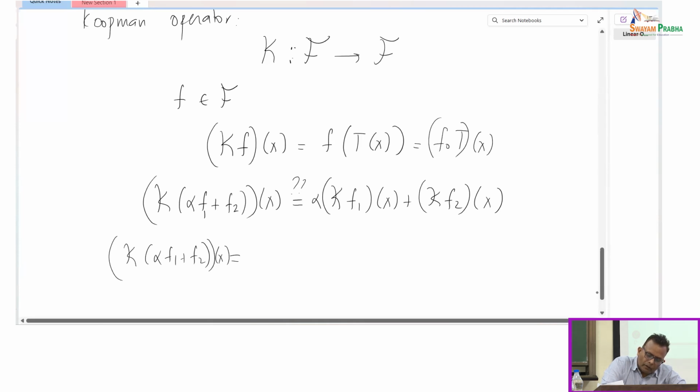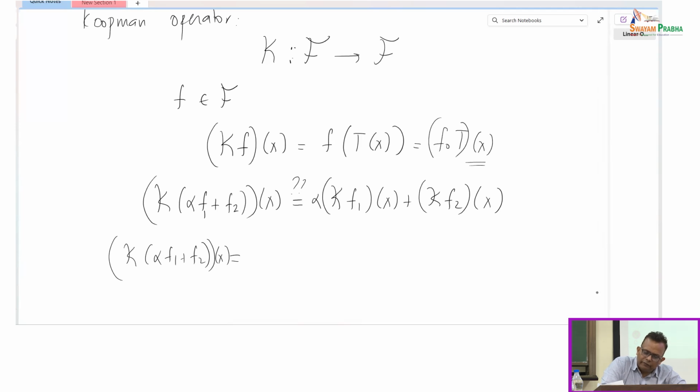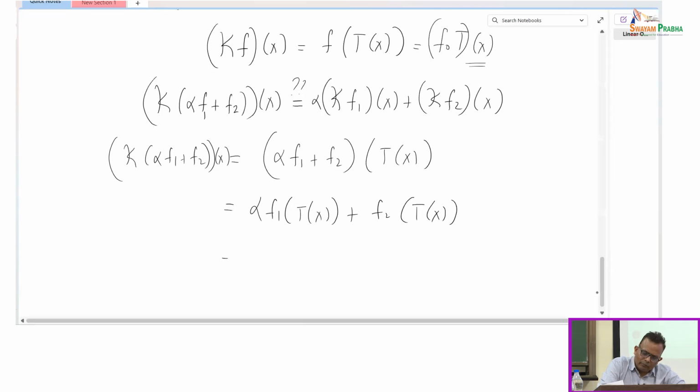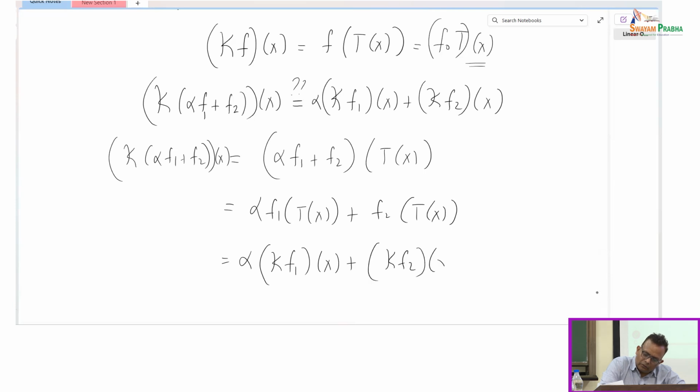Is nothing but, using this definition, it will be alpha f1 plus f2 acting on T of x, right? Which is the same as alpha f1 acting on T of x plus f2 acting on T of x, right? Which is the same as alpha, what is f1 T of x? It is nothing but Koopman, so f1 of x by definition, plus, right? So it's linear. Okay, it's linear.